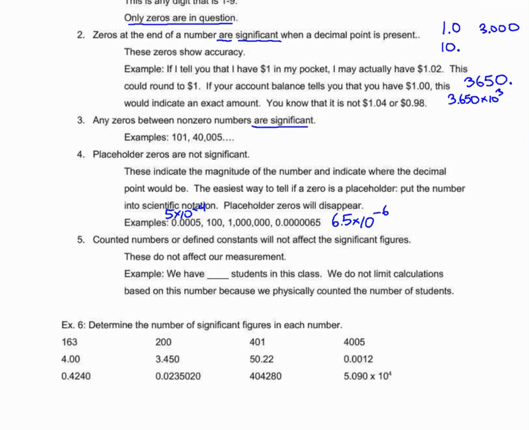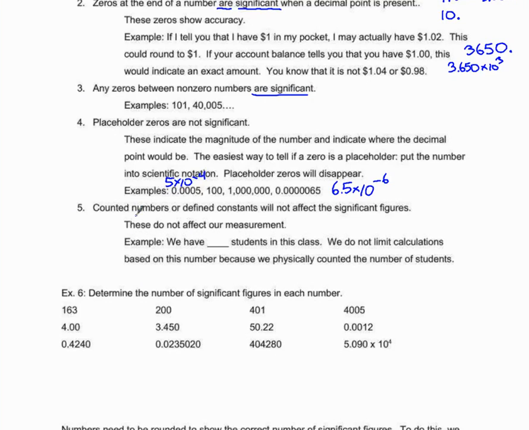The fifth rule, counted numbers or defined constants. They don't affect the significant figures. They're not going to affect what we're doing. For instance, there are 12 inches in 1 foot. If we were using this to figure out, say, how many inches in a mile, this would not affect our measurement because it's a conversion, it's not a measurement.